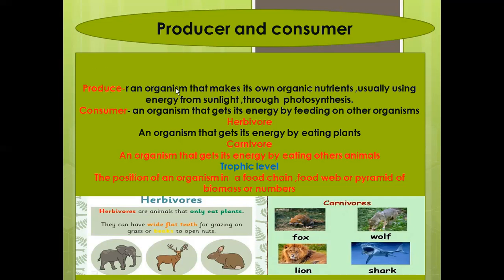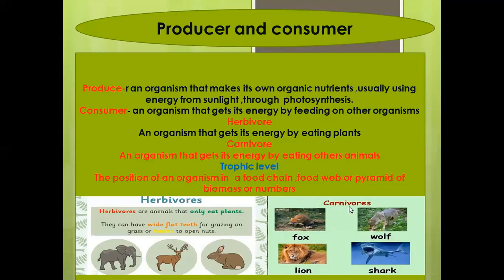Producer: an organism that can make its own food from photosynthesis, such as a plant. And the consumer: an organism that gets its energy by feeding on other organisms. So consumers have more kinds. Before that, check the two figures below, herbivores and carnivores.